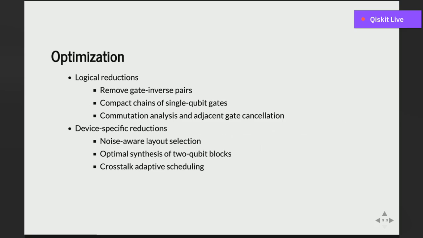And then on the other hand, there are some device-specific reductions. So maybe I want to take advantage of the noise profiles that I have published for my given device. And so when I make that choice of initial layout, I want to choose not only a strongly connected set of qubits, but ones that have favorable noise profiles.